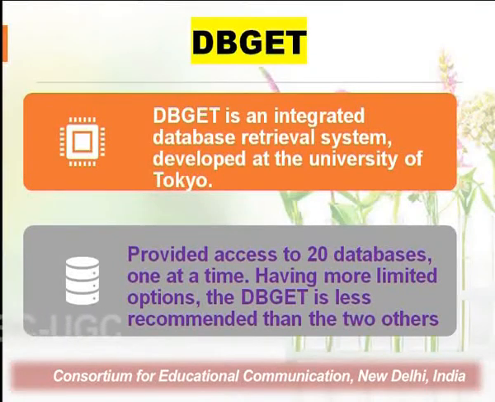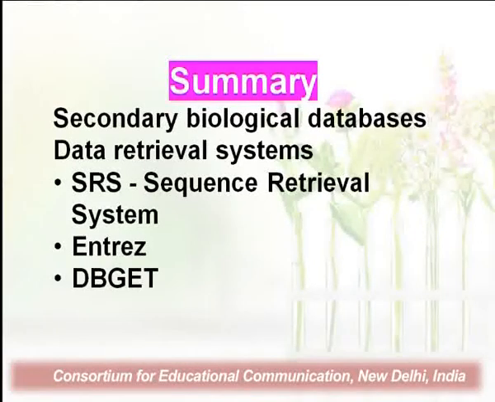Then the third type here is DBGET. DBGET is an integrated database retrieval system developed at the University of Tokyo. This also provides access to 20 databases, one at a time, and having more limited options, DBGET is less recommended than the other two.